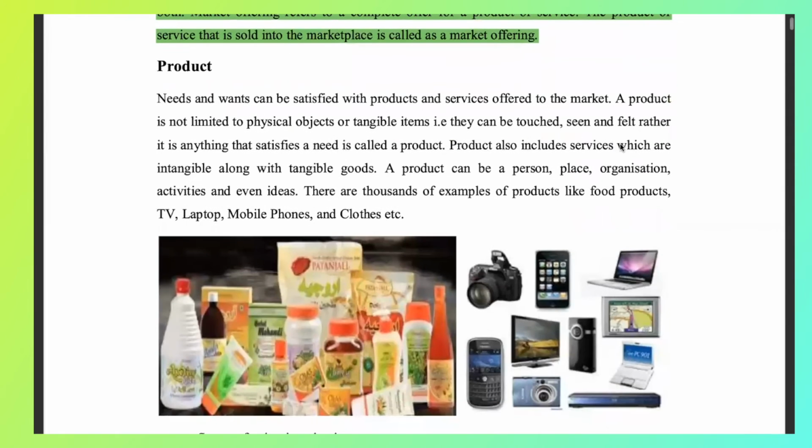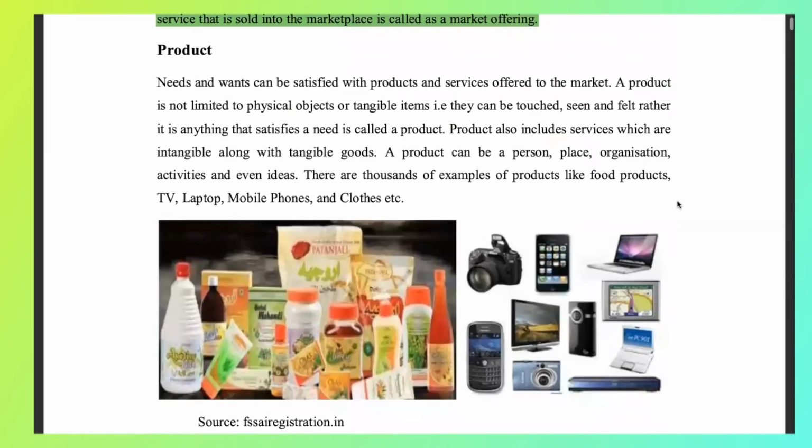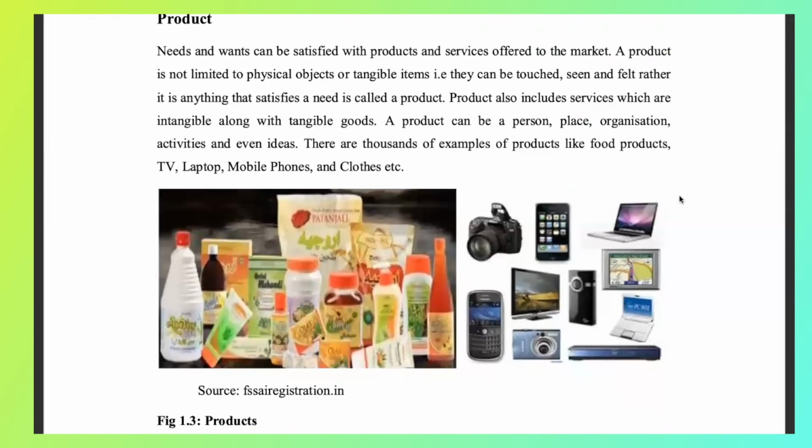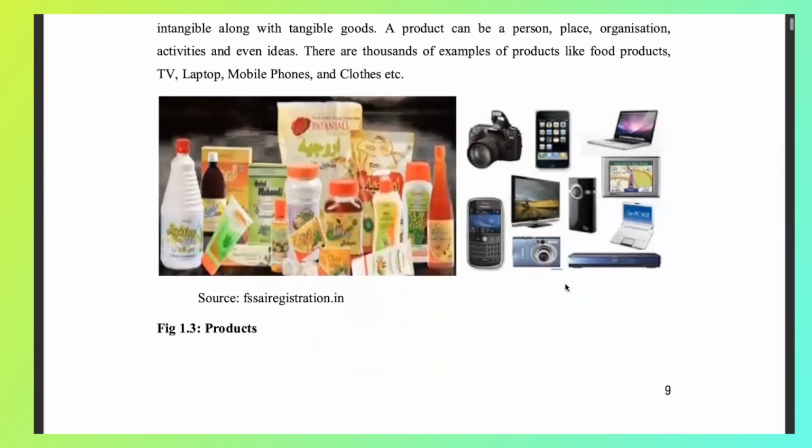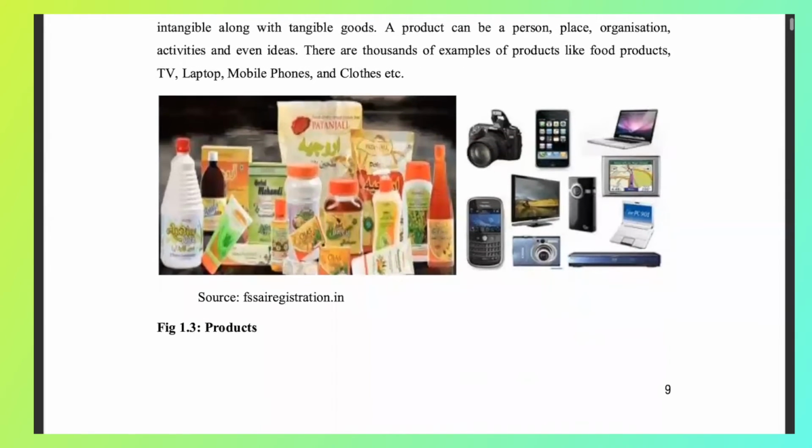Next, we have product. Needs and wants can be satisfied with products and services offered to the market. A product is not limited to physical objects or tangible items, that is, things that can be seen, touched and felt. Rather, anything that satisfies a need is called a product. All the products you see here, you can basically touch them and use them. A product can be a person, place, organization, activity, and even an idea.